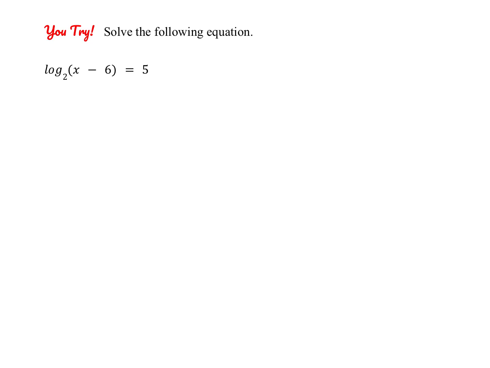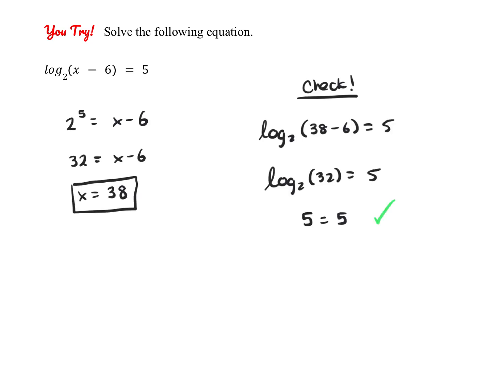All right, go ahead and pause the video and give this one a try on your own. Okay, go ahead and check your work. Our logarithmic term is isolated, so I can rewrite into exponential form by saying 2 to the power of 5 equals x minus 6. 2 to the 5th is 32, and we get x equals 38. Here's my double check. Log base 2 of 32 is 5, so our answer is valid.